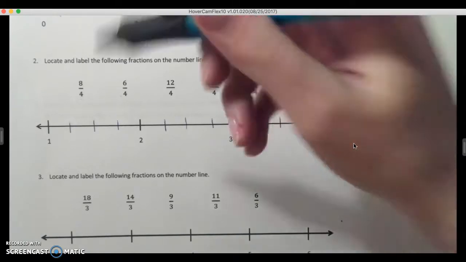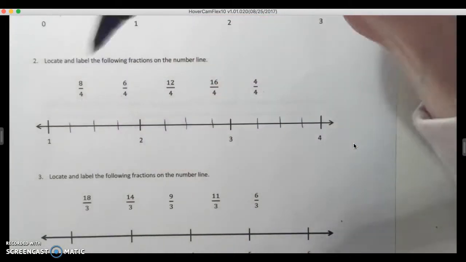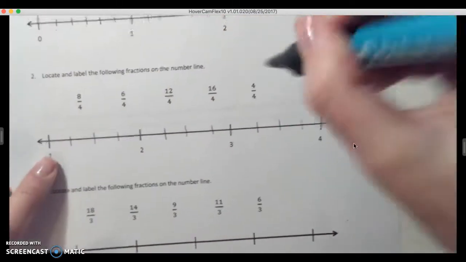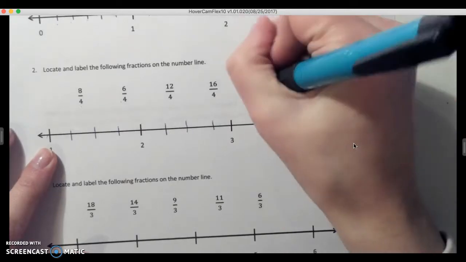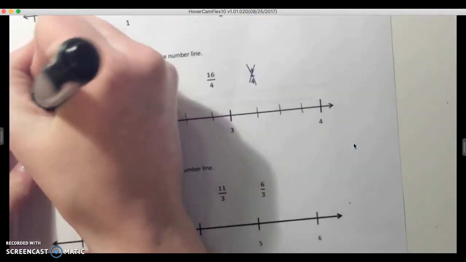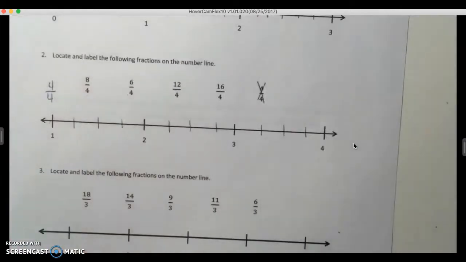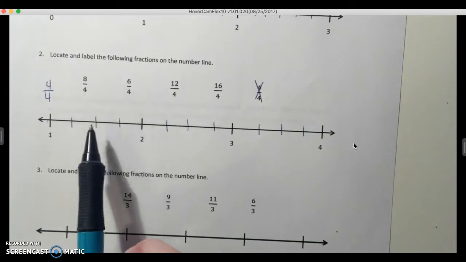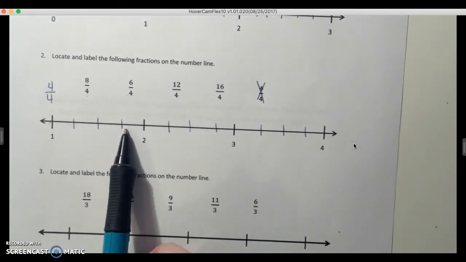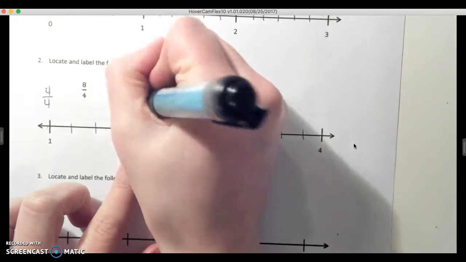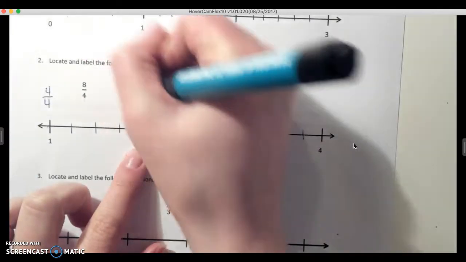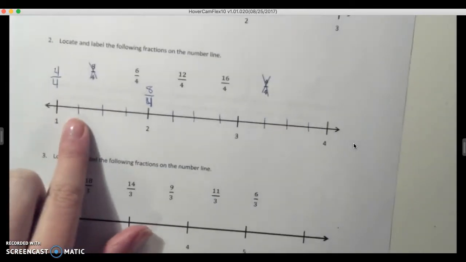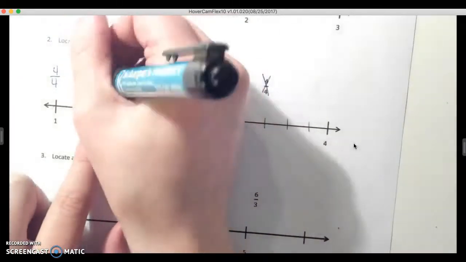All right, they want us to locate 8 fourths. So I know a whole would equal 4 fourths. I see that they want us to label that, so I'm going to go ahead and do that now just so I can get that out of the way. 1 equals 4 fourths. Okay, and now I'll go back to the beginning. It's 8 fourths. So I'm going to do 5 fourths, 6 fourths, 7 fourths, 8 fourths is right on that 2 too. Cross that one out. 6 fourths, so I have 4 fourths, 5 fourths, 6 fourths.